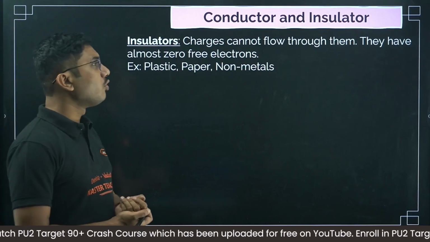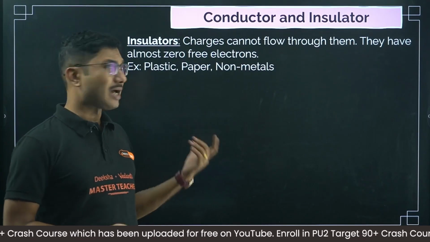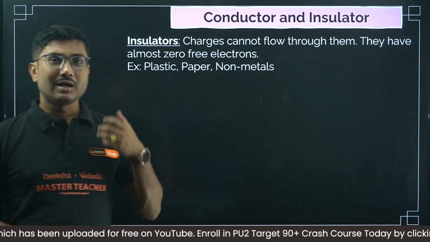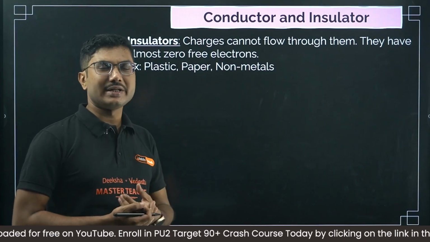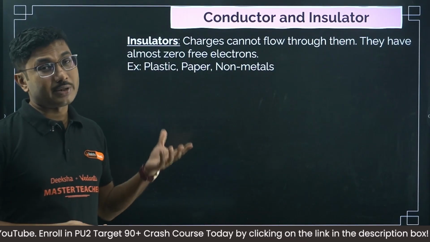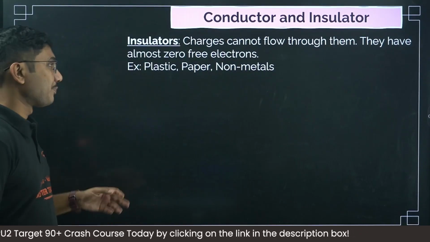Next, we are discussing insulators. Charges cannot flow through them. They have almost zero free electrons. For example, plastic, paper, non-metals are generally considered insulators. Obviously there are a few exceptions. For example, graphite is one exception. Even though graphite is an allotrope of carbon, it can still carry current, right?